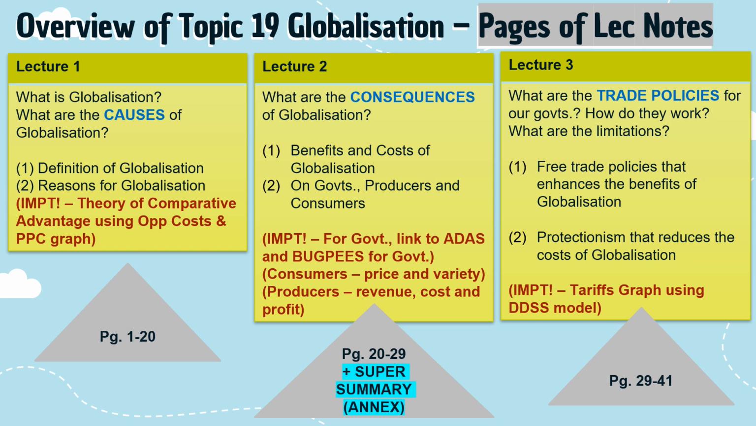How is this super summary different from pages 20 to 29? Some of the key benefits and costs of globalization on each of the economic players are highlighted in the super summary. And these key impacts are explained in detail in pages 20 to 29. What does this mean for you? This means that these two sets of resources are to be used differently. Pages 20 to 29 aim to teach you how to develop a detailed, clear explanation for your questions. Whereas the super summary helps you see ideas, helps you generate points for your answers. I hope this is useful for you. Last, for lecture 3 on trade policies, you will be reading pages 29 to 41.